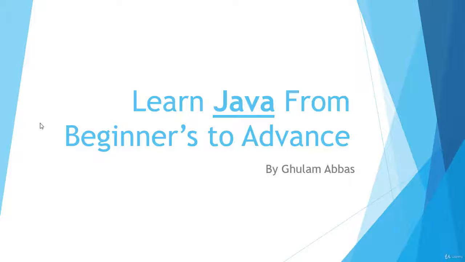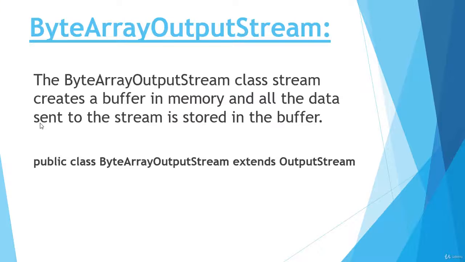Today in this video we will discuss the ByteArrayOutputStream class in the java.io package. The ByteArrayOutputStream class creates a buffer in the memory, and all the data sent to this stream is stored in the buffer. We discussed the buffer in our very first videos, where we talked about taking input from the user. So this is the same buffer here.